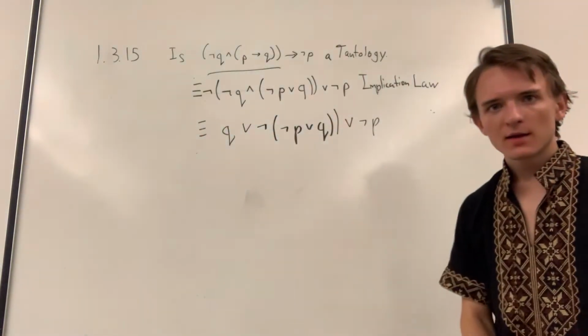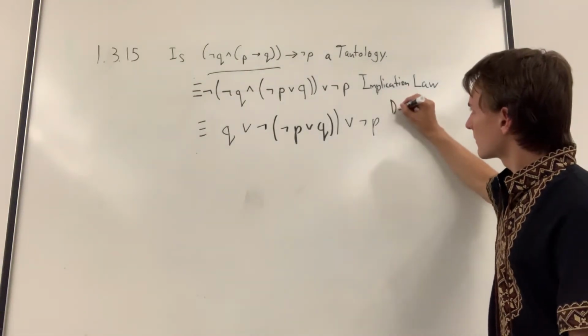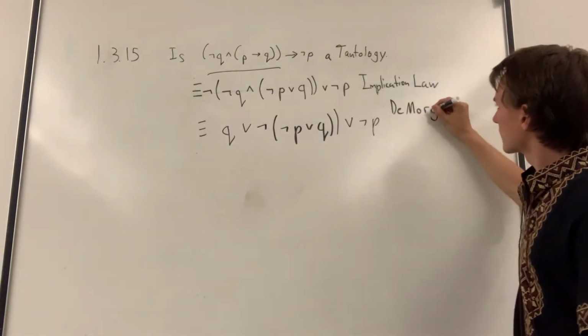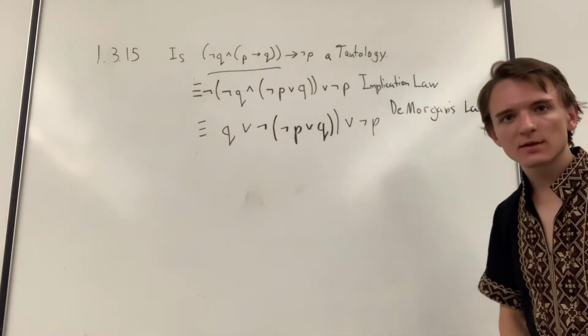Finally, nothing happens to the or not P because that was outside of the parentheses that this negation symbol was affecting. So how many laws did we use? We used De Morgan's law, and we also used the double negation law.